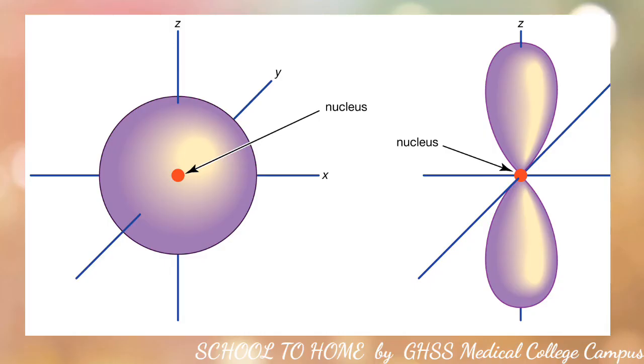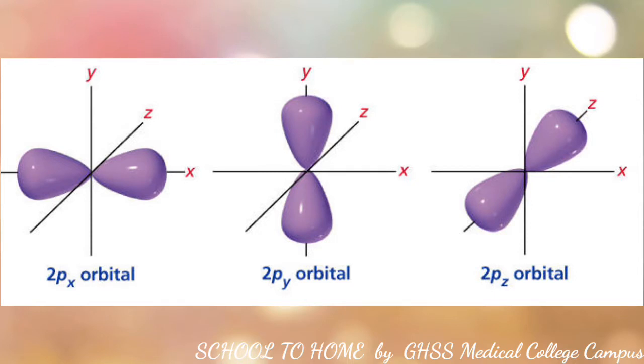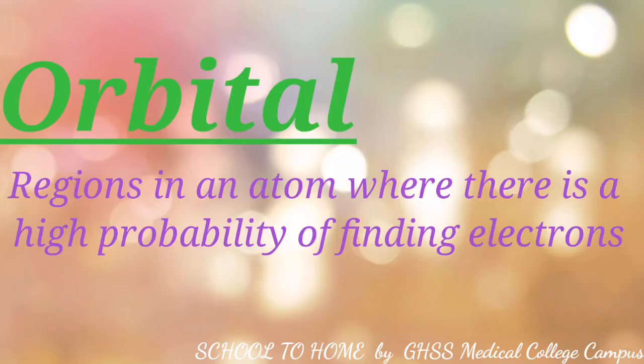According to modern theories of atomic structure, electrons revolve in a three-dimensional region around the nucleus. Each main energy level has sub-levels or subshells that we have already discussed. In these subshells, there are regions where there is a high probability of finding electrons. These are known as orbitals. One more new term, orbital. What is an orbital? The regions where there is a high probability of finding electrons.